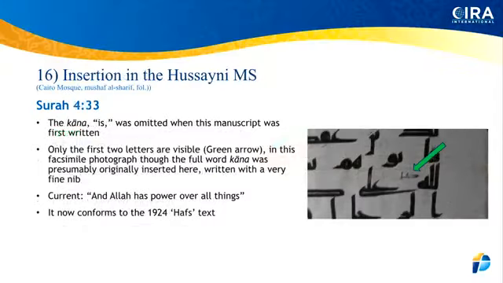Right. Okay, now let's go to number 16, because number 16 is an insertion, and we've moved into the Husayni text. This is the Husayni manuscript, which is in the Cairo Mosque, the Mushaf al-Sharif, as it's called. And this Husayni manuscript, Surah 4, Ayah 33. Now, the kana was omitted when this manuscript was first written. However, take a look where the green arrow is, and you'll see only 2 letters, the first 2 letters of kana are there. That's right. And that's interesting.